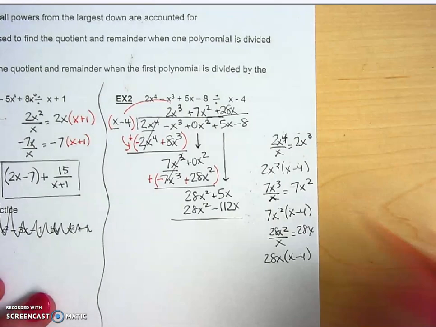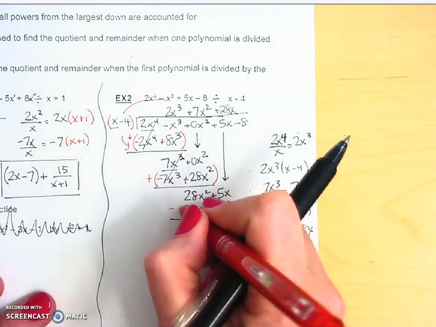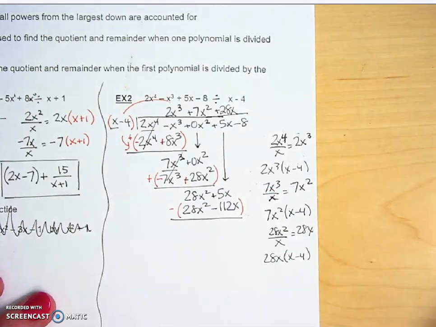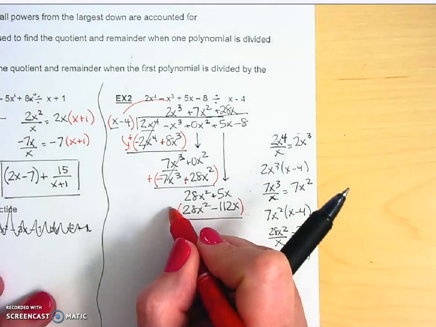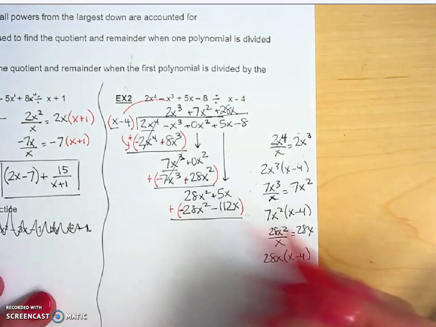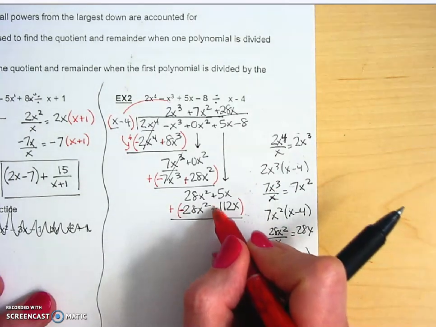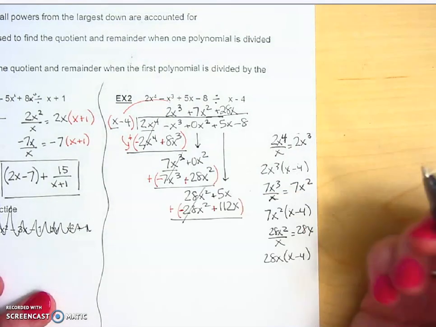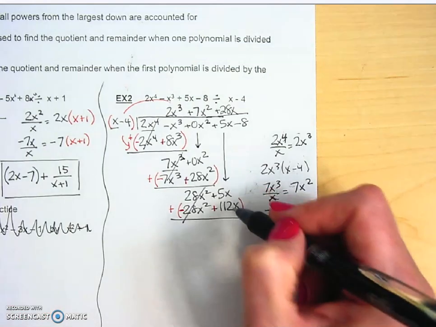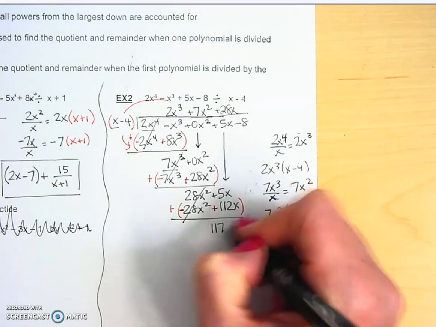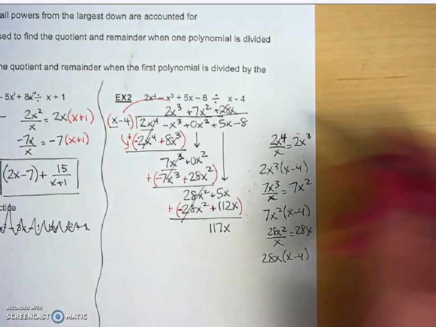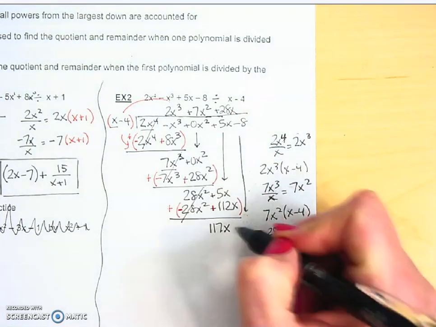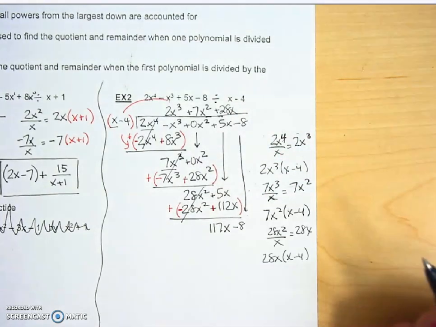I'm going to subtract that off, so minus that entire row. So that's going to be add the opposite, so plus negative here, and then change this one to a plus. So the first terms cancel, and then positive 5, positive 112 is a positive 117x. Bring down your next term, negative 8. Last time.